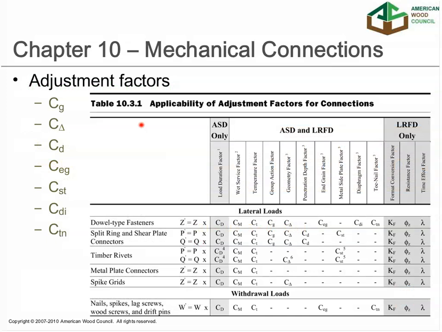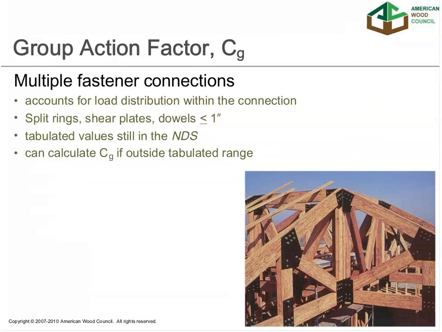This table in Chapter 10, Table 10.3.1, lists all of the various adjustment factors that apply to different types of connections. We'll look at just a couple of those. Again, in the interest of time, we'll keep moving along. We won't have time to deal with every one of these adjustment factors, but we'll look at a couple of them and run some more examples to give you a good feel for how they apply in the NDS. So first, let's tackle the group action factor, C sub G.